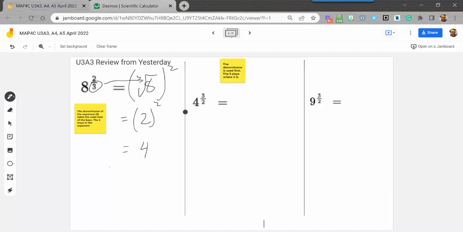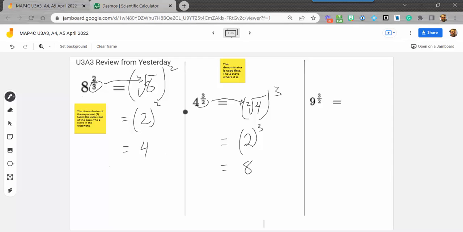Same idea here, 4 to the 3/2. I still know that the 3 is going to sit there, but then I'm going to have the square root of 4, because that 2 belongs inside there. That's the root part. Oftentimes we leave the 2 out for square root because it's so common, but we're going to put it in here this time. So now we've got the square root of 4 is 2. We still have to the power of 3. And now we're left with 2 cubed is 8. 2 times 2 times 2 is 8.